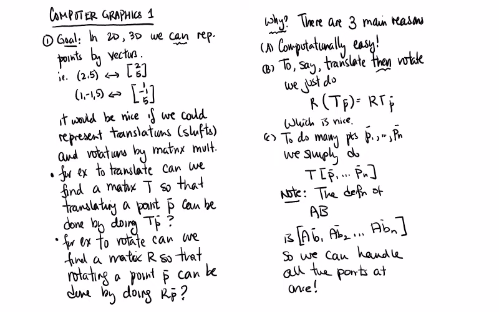So for example, if you had a bunch of points and you wanted to rotate and then translate, you could do something like this. You create a matrix of points, you rotate, and then you translate, and you get a nice result. So this is the reason why we want to do this.